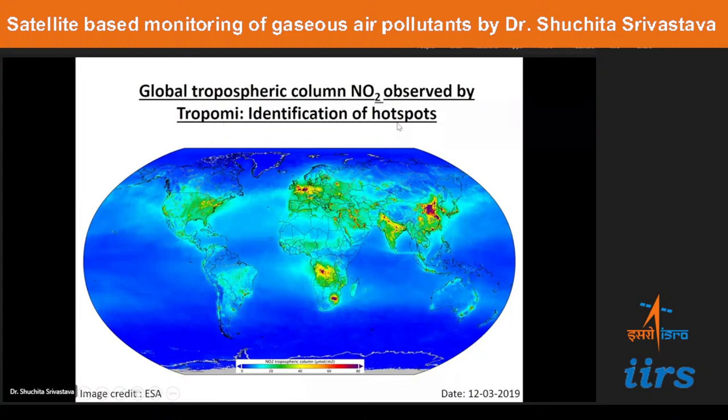We can identify emission hotspots. Here you can see Chinese emission, European emission, France, Italy, Germany, New York emission, Washington emission. You can see emission hotspots from satellite if your satellite data has fine spatial resolution.